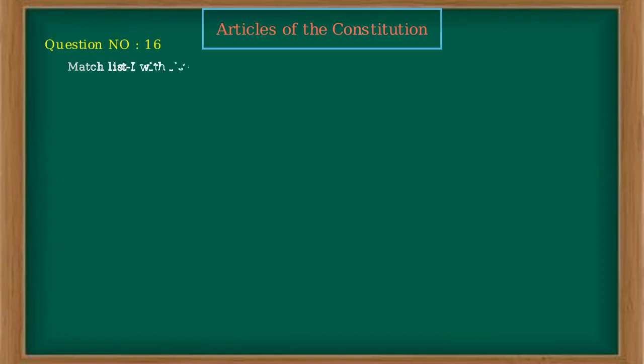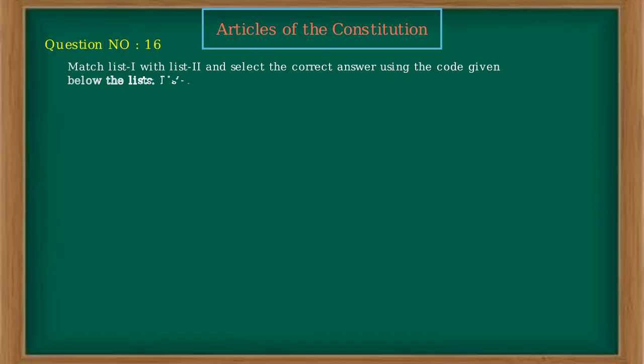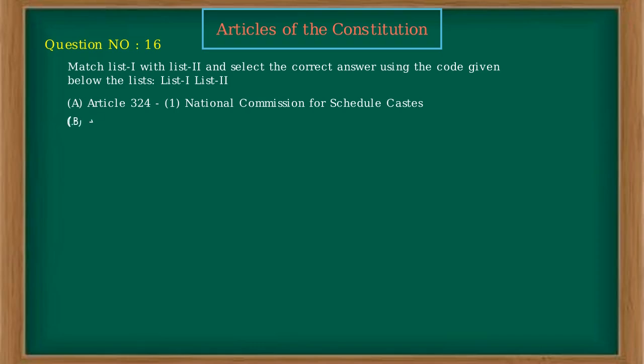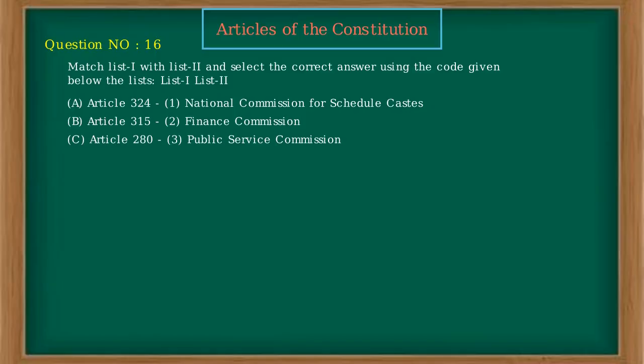Match list I with list 2 and select the correct answer using the code given below the lists. List I, List 2. A. Article 324, 1. National Commission for Scheduled Castes. B. Article 315, 2. Finance Commission. C. Article 280, 3. Public Service Commission. D. Article 338, 4. Election Commission.